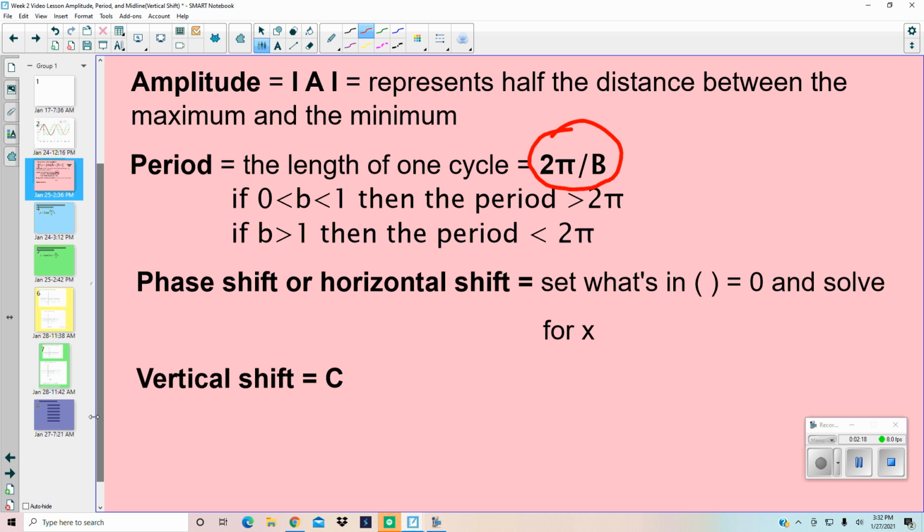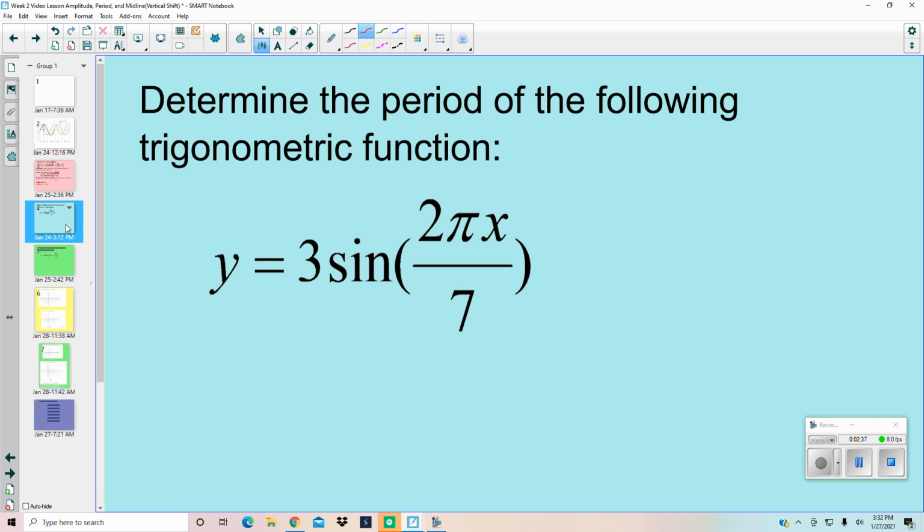And then the vertical shift is the constant added on at the end. It's also in Delta Math called the midline. And it would be y equals c, where the graph cuts through horizontally. So when you're looking at a problem like this one, you can see there's no number added on at the end, so it'd be just plus 0.